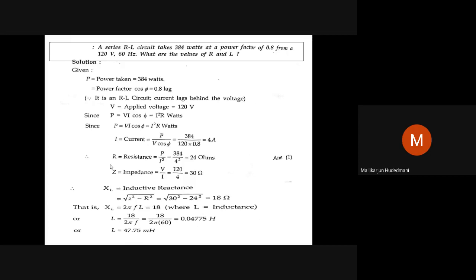Let us go ahead. Let P taken is 384 watts. The power factor of the circuit cos phi is 0.8. The applied voltage is 120. We have two equations. Power can be either VI cos phi or I square R. VI cos phi will not help me directly because in this I have I unknown. So what I'll be doing, let's take it to this. I equal to P by V cos phi. When I take this ratio, 384 divided by 120 into 0.8, it gives me the current in the circuit as 4 ampere. So this will simplify my work.